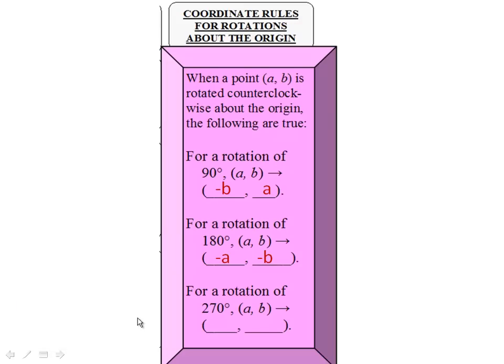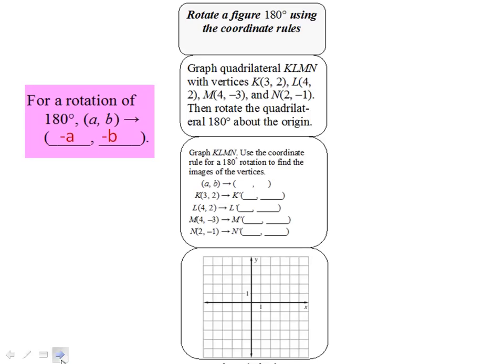Our next rule, for a rotation of 180 degrees, we do the opposite of A, the opposite of B. So we just keep the coordinates in the same order, but switch both signs. So we're going to rotate a figure 180 degrees using the coordinate rules here. Let's graph quadrilateral KLMN again. It's got the same vertices.